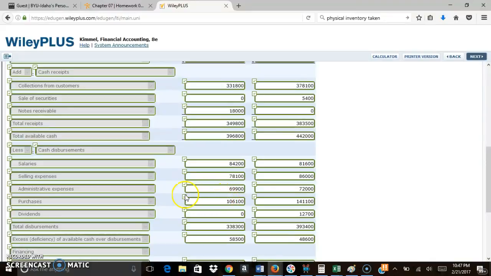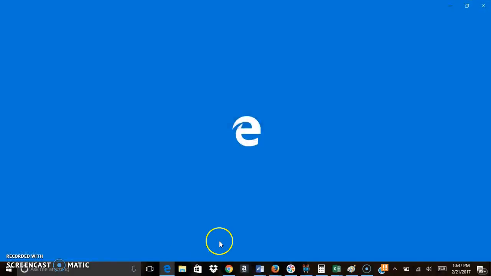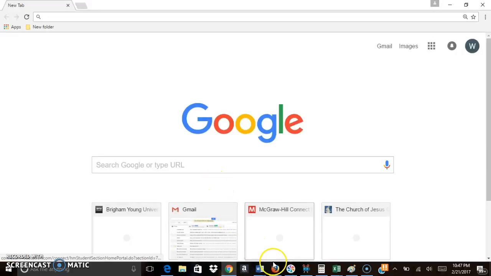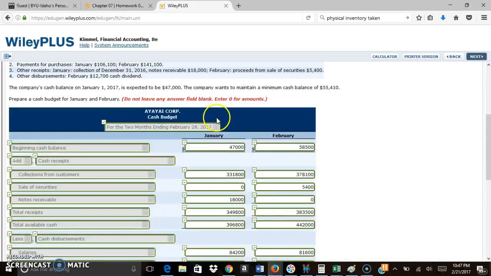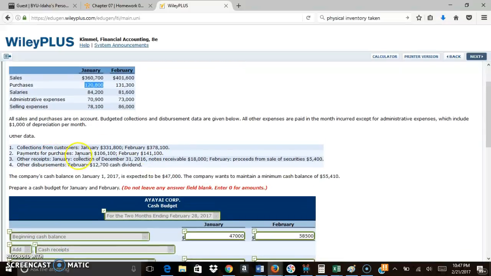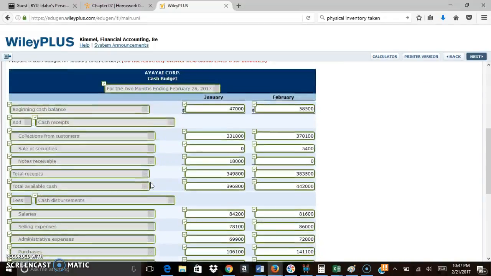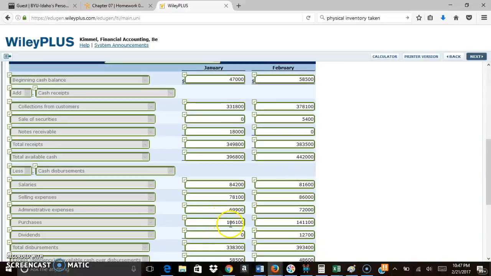So then purchases as well. So purchases, oh, I hit the wrong button. Buzzer. There we go. So purchases we see up here, and I input that number in there, and that was wrong. But we see down here in January, there's 106,100. So this is the actual payment for purchases. So we input that 106,100 for January down here.